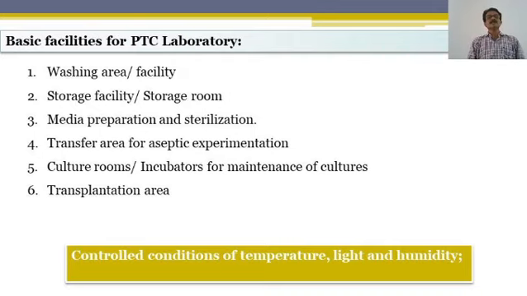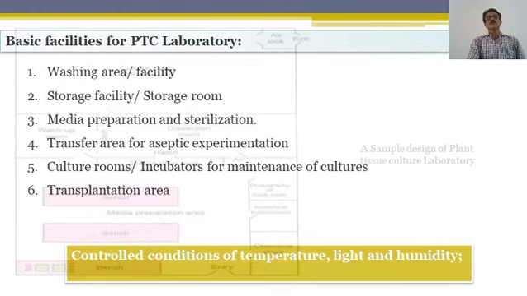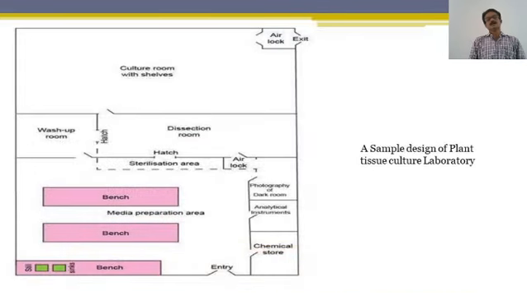Then a transfer area should be there for your aseptic experimentation. Then a culture room should be there where you put your cultures for growth. Then a transplantation area: when you get the sapling, after hardening you have to transfer it into the field, so a transplantation area should also be there. Mostly the culture maintenance room should have controlled conditions of temperature, light and humidity.